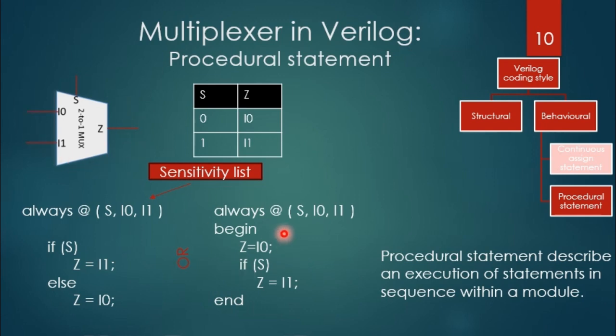Okay? So the difference between left and right is that the left side only consists of an if-else statement, which is considered just one single statement, whereas the right one, if you change to this way of coding, consists of one statement, the initial value of Z, and the if statement is considered the second statement.